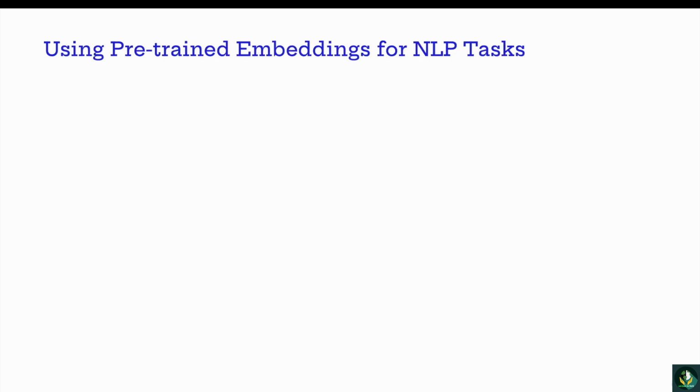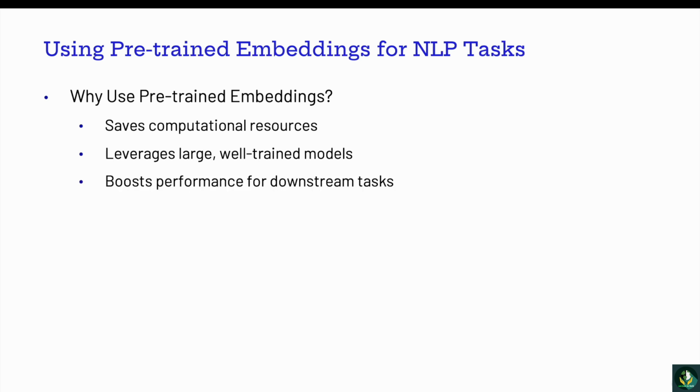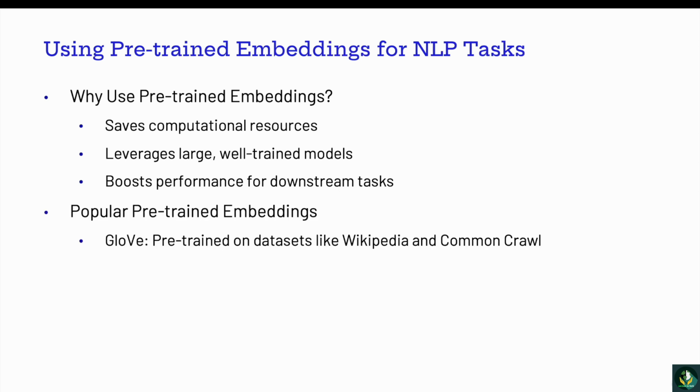Now let's look at using some of the pre-trained embeddings for NLP tasks. Now, why use pre-trained embeddings? One, it saves computational resources. Second, it leverages large, well-trained models. And third, it boosts the performance for downstream tasks. Some of the popular pre-trained embeddings involve GloVe, which is pre-trained on datasets like Wikipedia and Common Crawl, and as I mentioned, we're going to use that today.